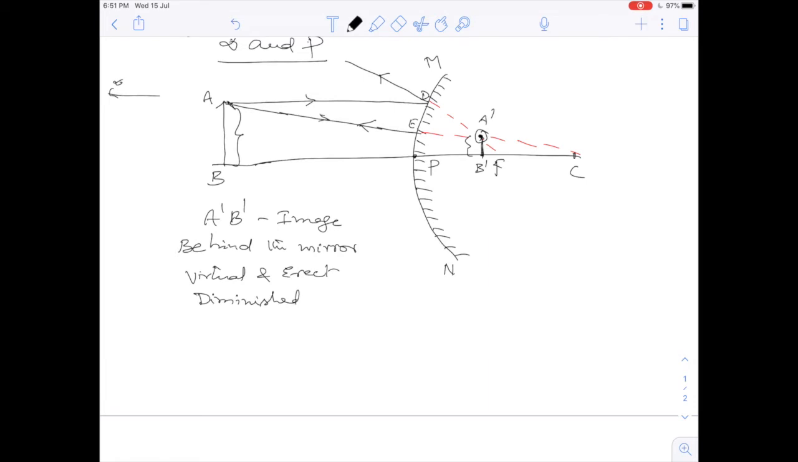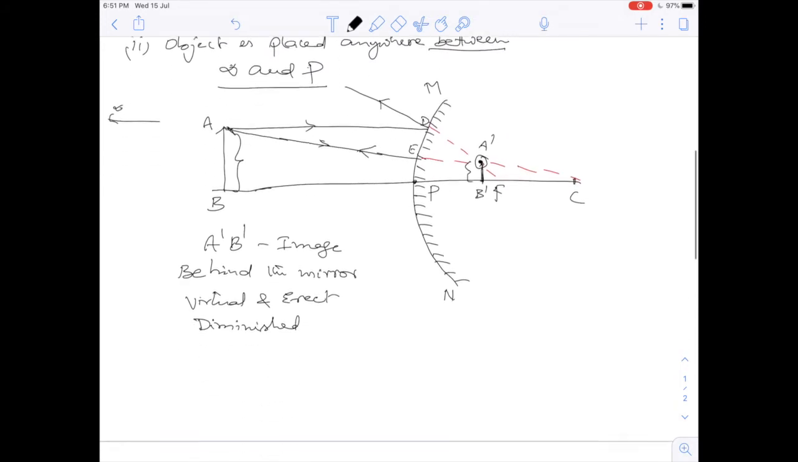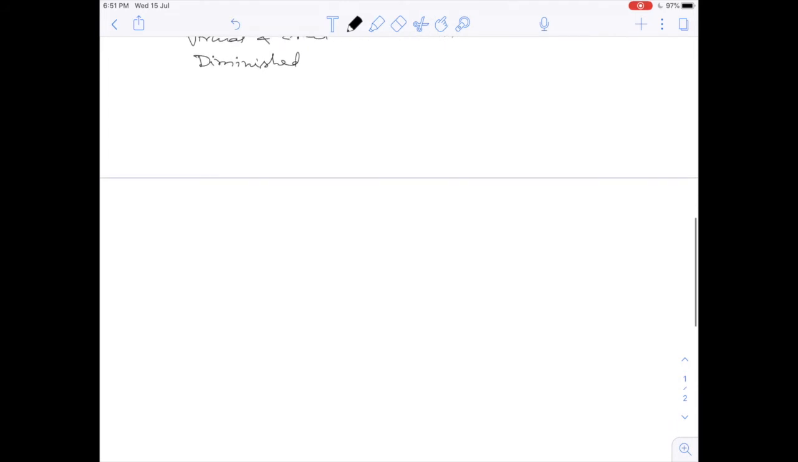So you can have the object here, you can have the object here. So the object is always placed to the left of the pole, whether it is a convex mirror or a concave mirror, as we have seen. So these are the only two conditions. So let us tabulate and summarize these two cases.